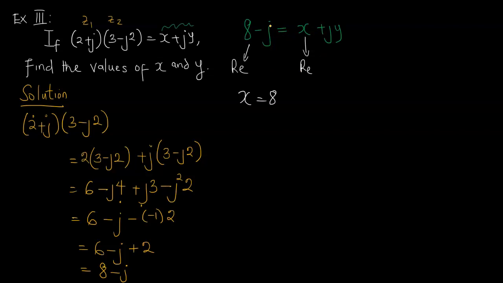Comparing the imaginary part, on the left, the imaginary part is negative j, and that's the same as negative 1j. So we would have a negative 1. And on the right, we've got a y, so we can see that y is equal to minus 1. So the values of x and y are x equal to 8, y equal to negative 1.